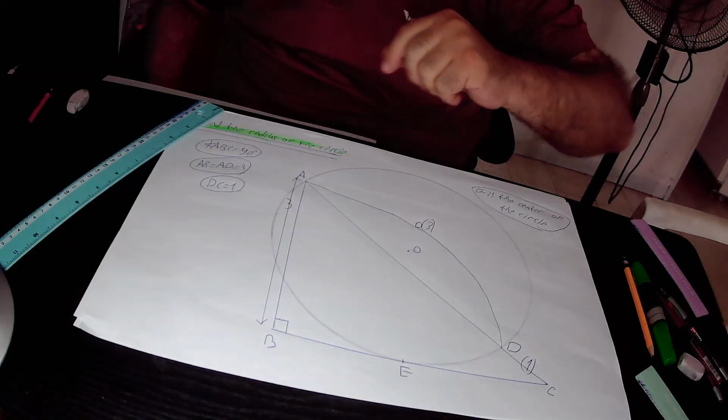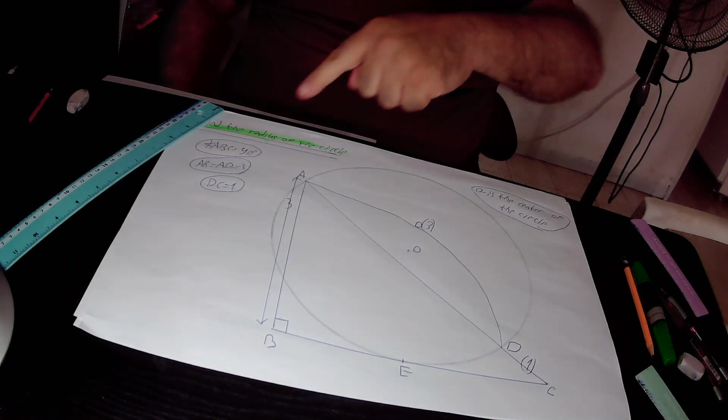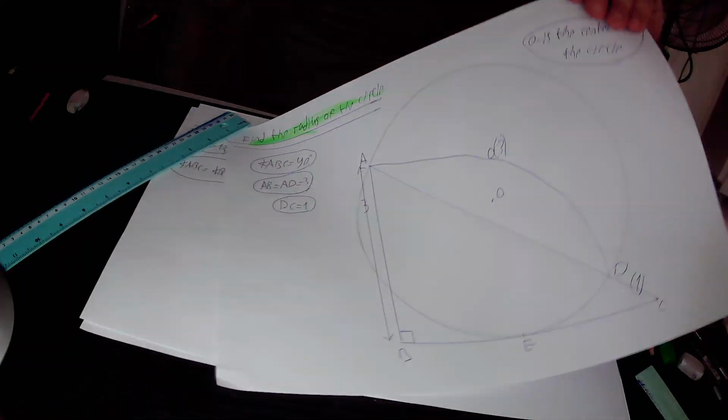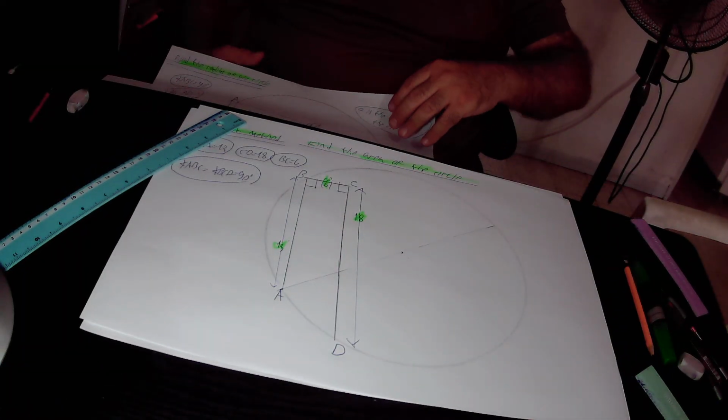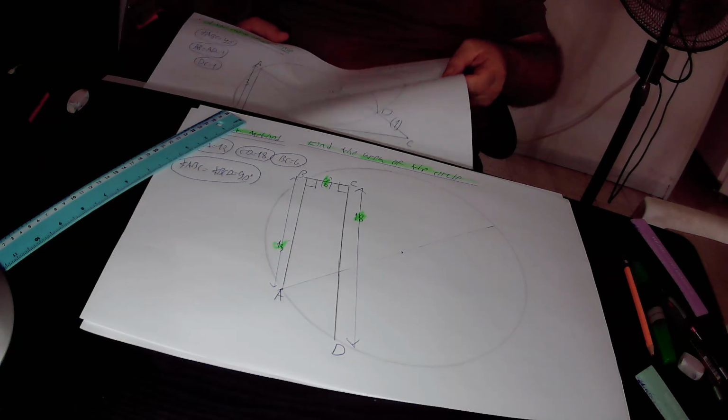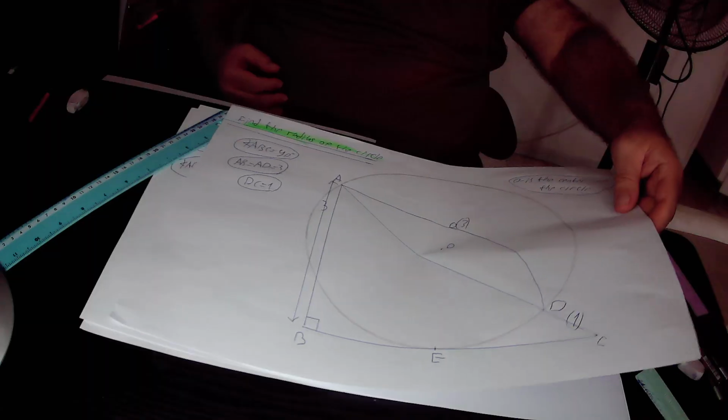And now in this lecture we'll answer two questions. In the first question we'll find out the radius of this circle, and in the second question we'll find out the area of this circle using two different methods. We start with the first question.